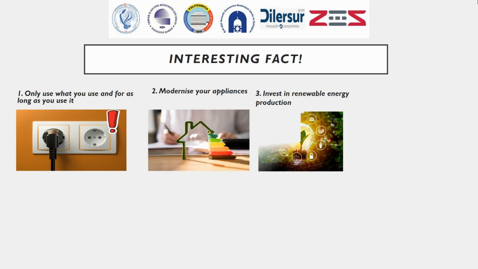3. Invest in renewable energy production. If you can, consider investing in solar panels or geothermal heating systems. It's true that both take years to pay for themselves, but typically a photovoltaic system will start to pay for itself after a good 10 years.